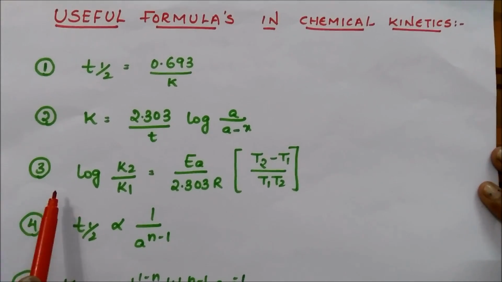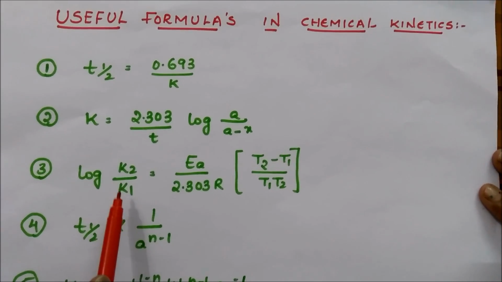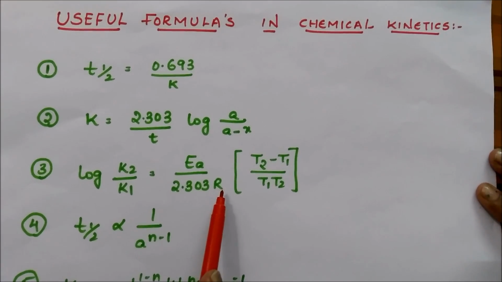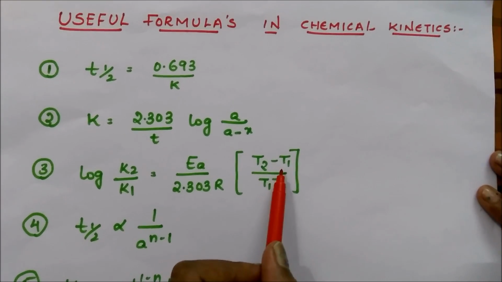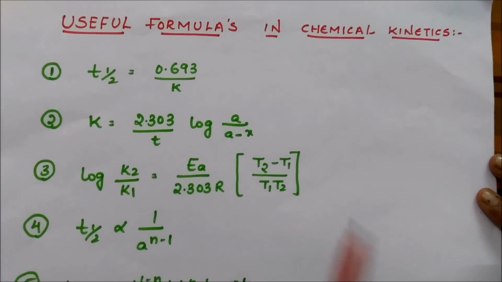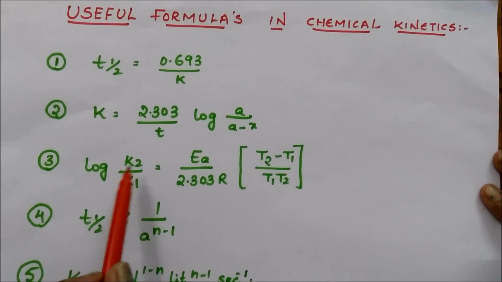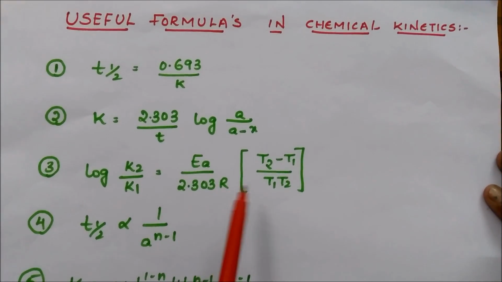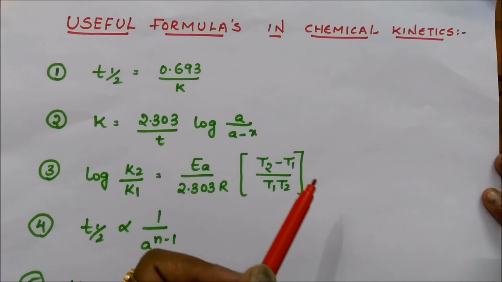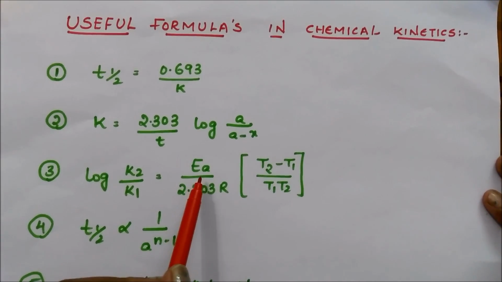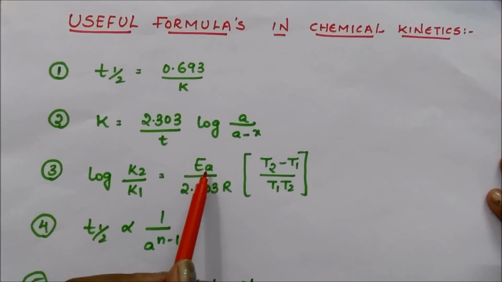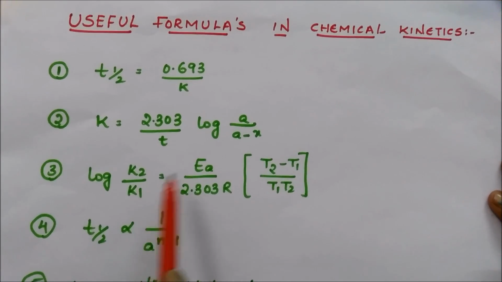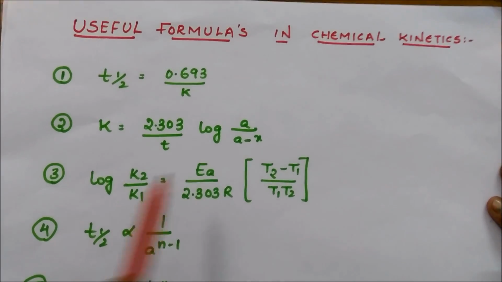Coming to the third formula, log of K2 by K1 is equal to EA by 2.303 R into T2 minus T1 by T1 into T2. For two reactions, they give two different rate constants and two different temperatures and they'll ask you to find activation energy EA. Just substitute all the given data in this and you can find EA.